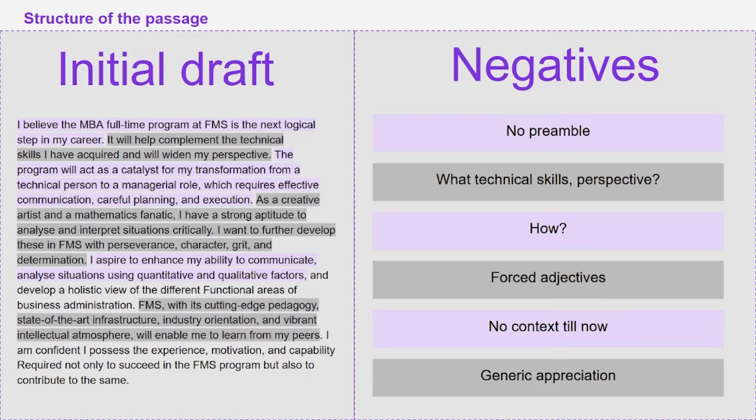It will help complement the technical skills I have acquired and will widen my perspective. Again, what technical skills have I acquired? How is it that I am assuming that the panelists should know that? And which perspective am I talking about? So again, first three sentences vague, a lot of words wasted, a lot of characters wasted, nothing achieved.